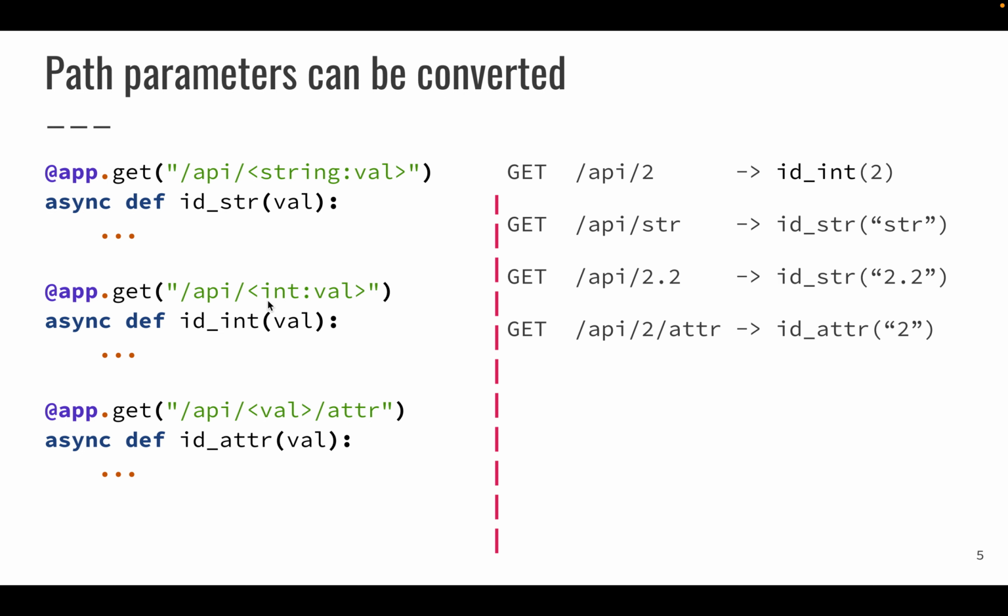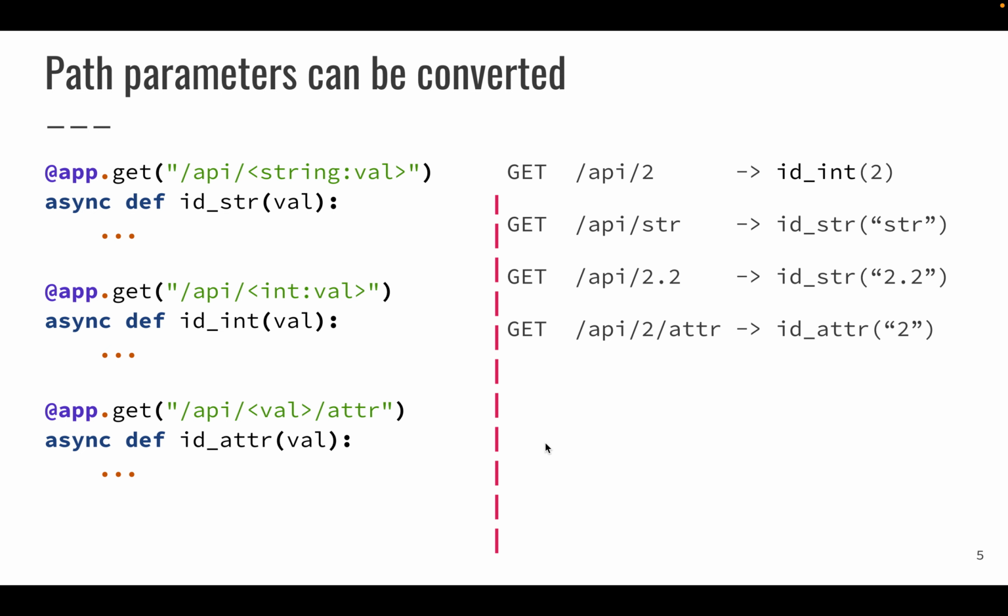This one gets a bit interesting now because now we're saying it's an int path parameter, an int converter, sorry. This means that only requests that have something that can be converted to an int should call this function with the value converted into an integer. And finally, to point out that these type of path parameters will match anything other than /, we have this one here. So it's /api, then a value, then /, then attr. So if that matches, it should call id_attr.